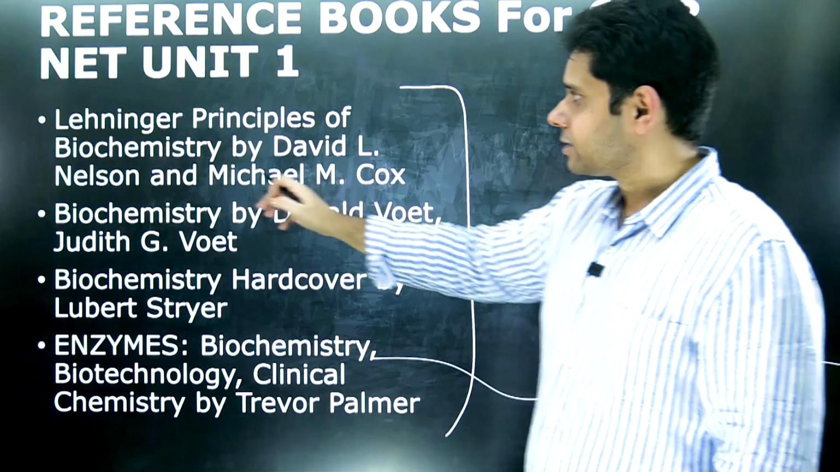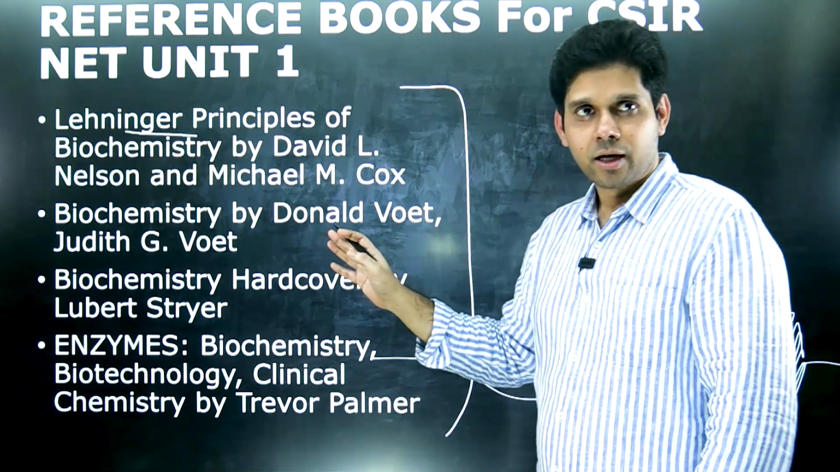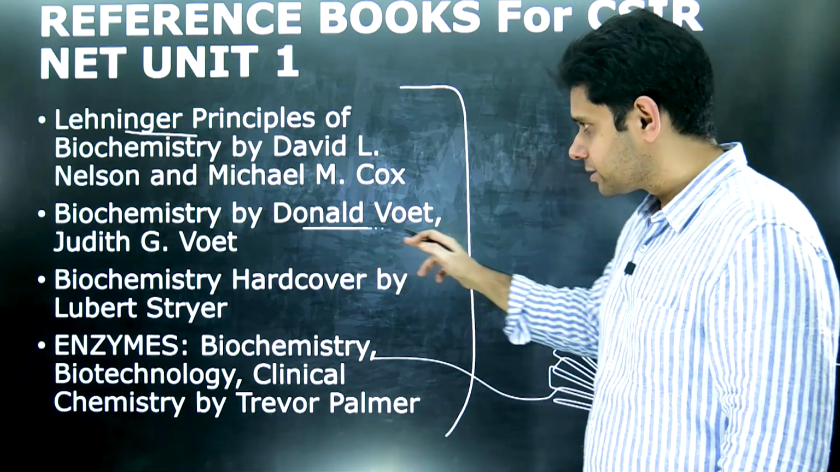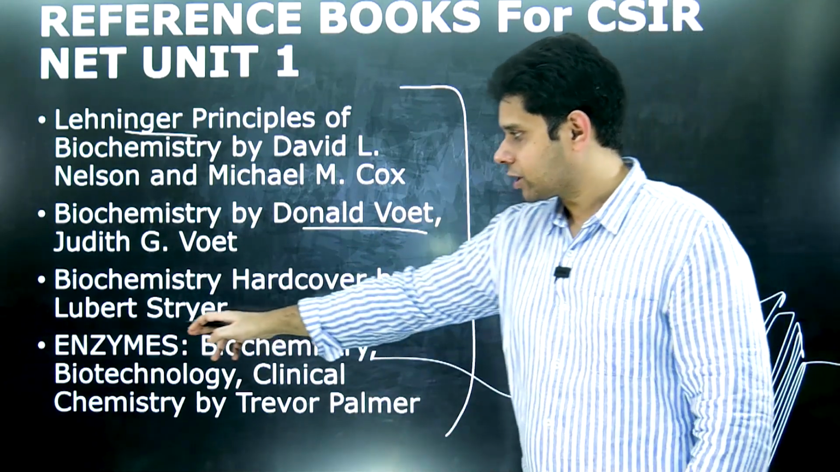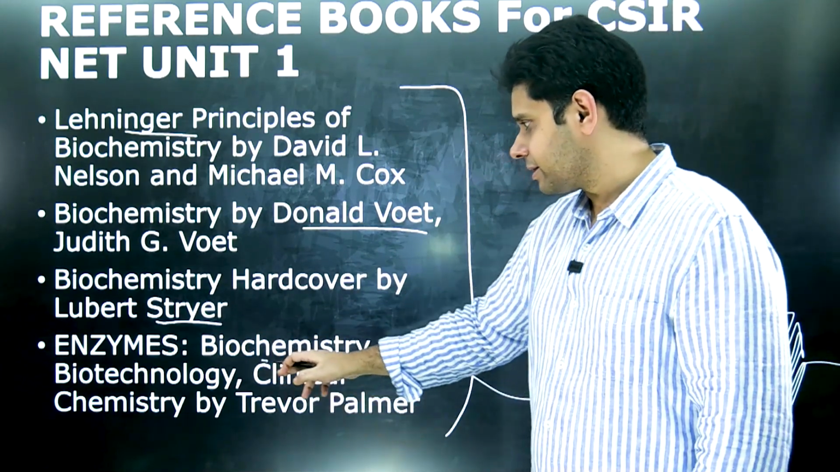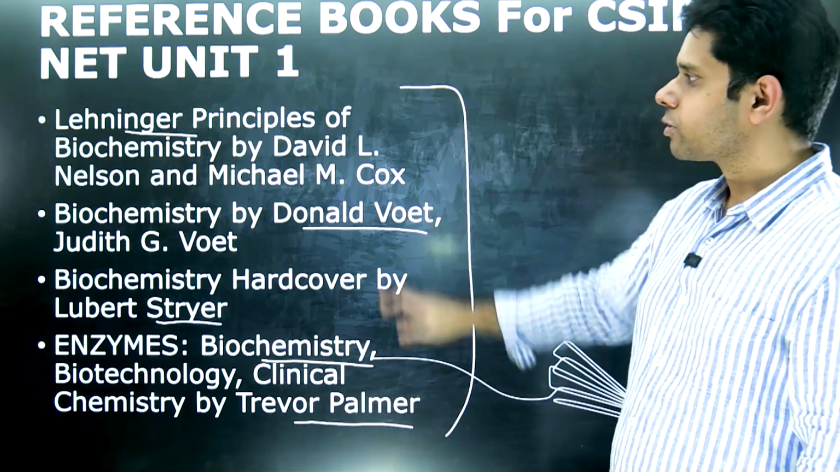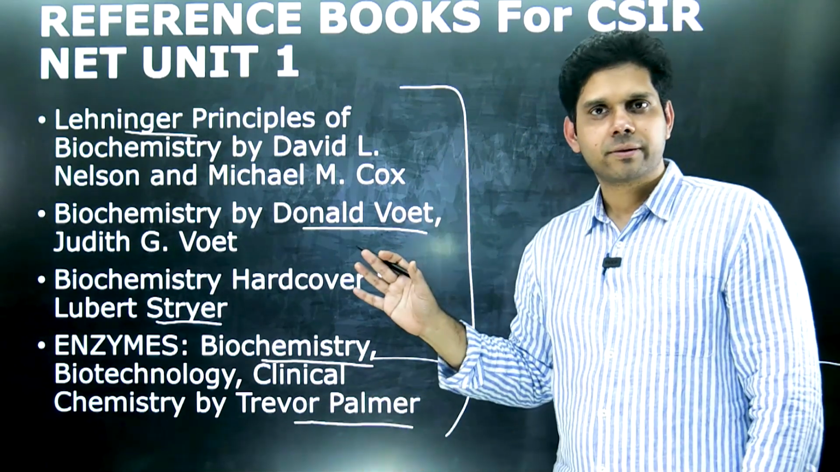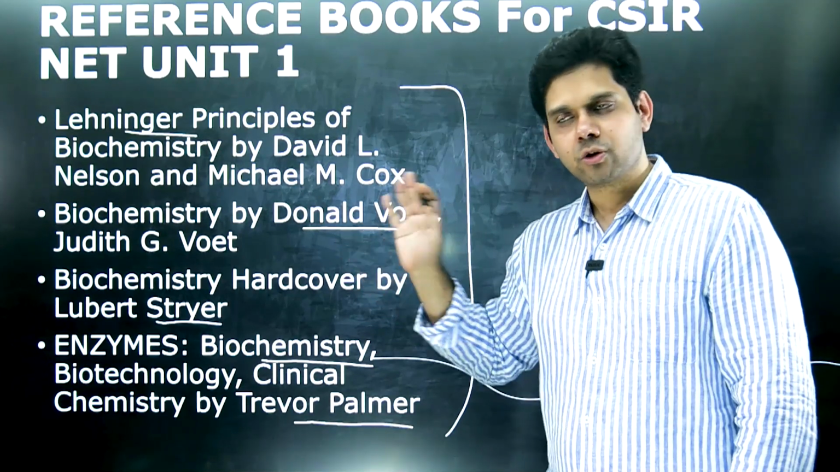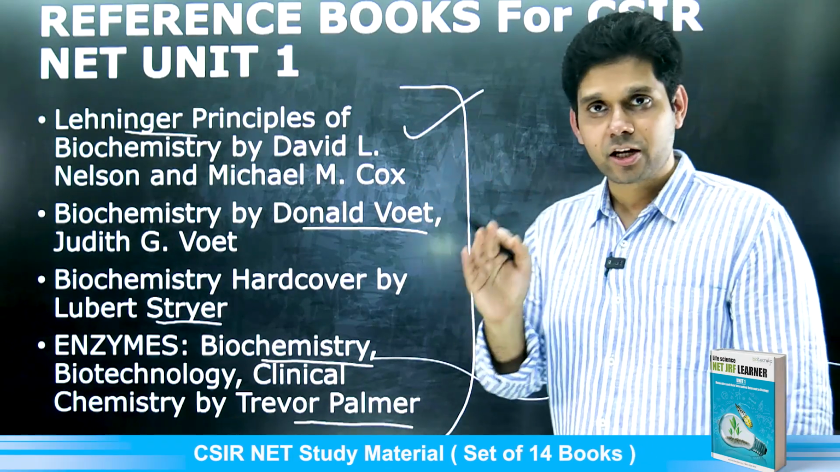What is it? The Bible of biochemistry, Lehninger. Nobody can replace it. You have Voet and Voet, biochemistry. You have Stryer, biochemistry, and Enzymes, and Biotechnology by Trevor Palmer. So these are the 4 books. Even if you have 2 of them or 3 of them, that's sufficient, but Lehninger is a must.